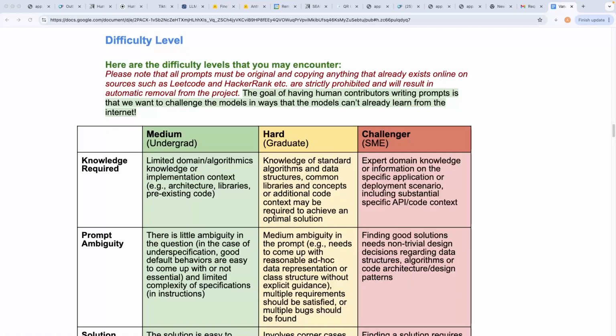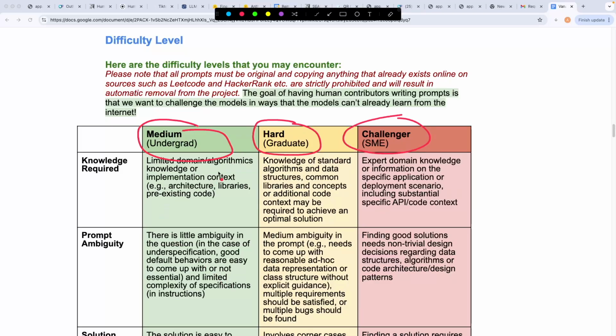Hi everyone. In this video, let us discuss what are these different difficulty levels that we have in this project. As you can see in front of your screens, we have three levels of difficulty. We have a medium, a hard, and a challenger. So these are the three difficulty levels.